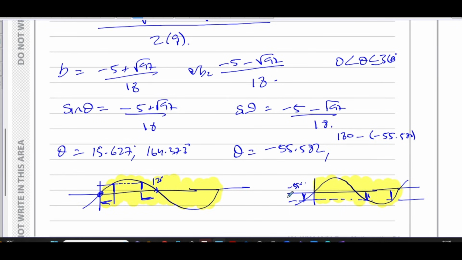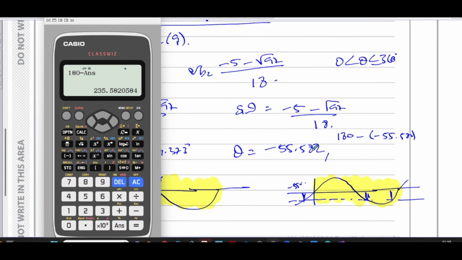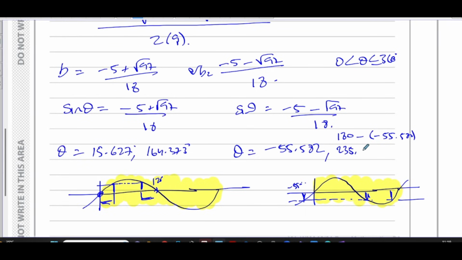So you can see it's 55.582 more than 180. It gave us 235.582. And we notice there's another angle also in our range. Because the sine curve just repeats itself every 360, the sine curve is going up here, and 360 degrees later, it's also going to go up here. So if I take this angle and add 360 degrees to it, I'm going to get the angle over there. I'm going to take the minus 55.582, which we don't accept as our answer because it's out of the range, but we're using it to find both these other two answers.